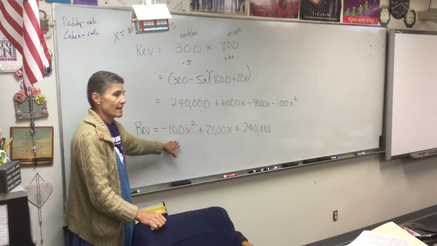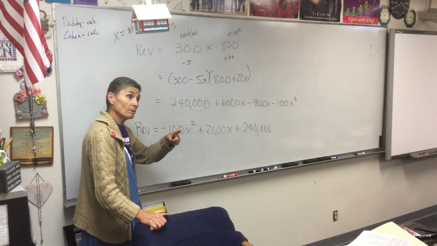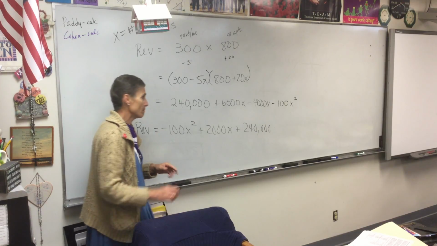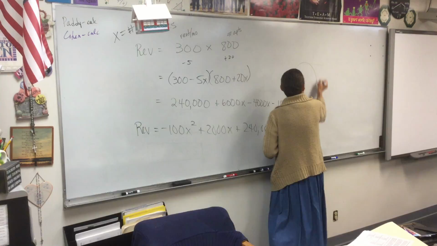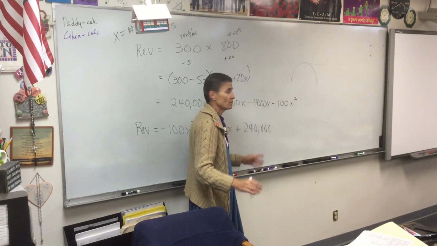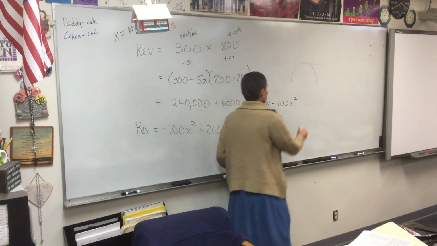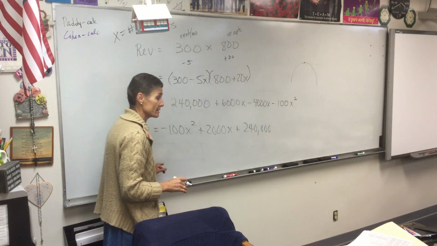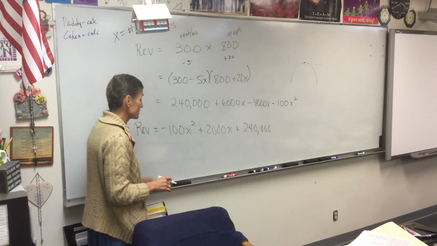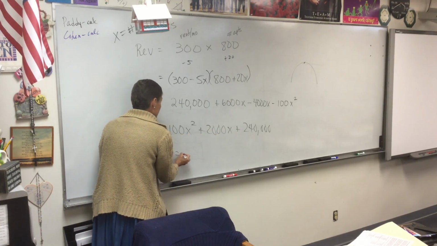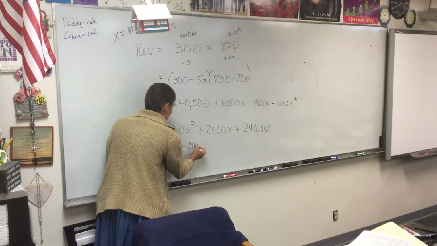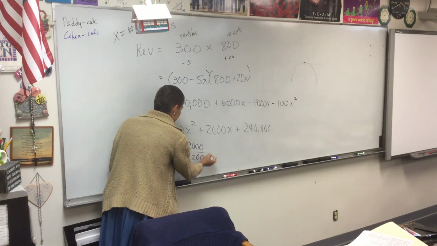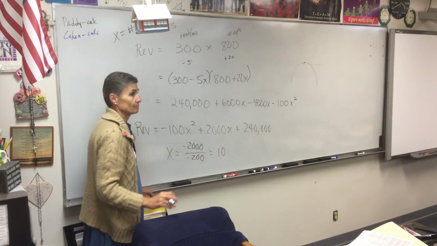Now, what shape is that? It's a parabola opening down. I want the maximum of a parabola opening down. What do I want? The vertex. Now, I get a choice. I'm going to use my formula instead of completing the square with all these big numbers. So, x equals negative b over 2a. I got 10.